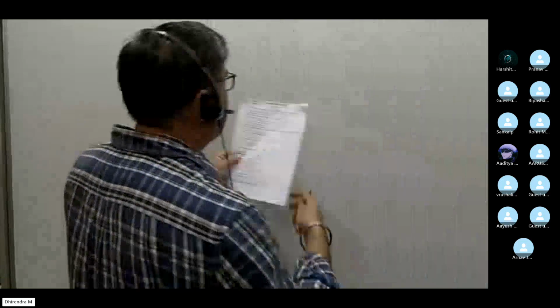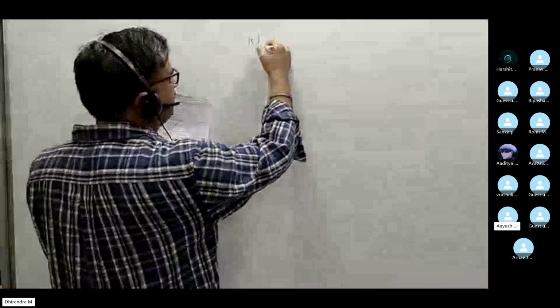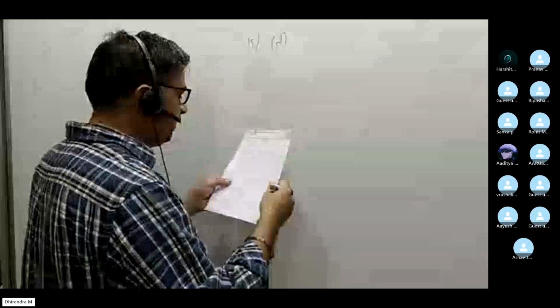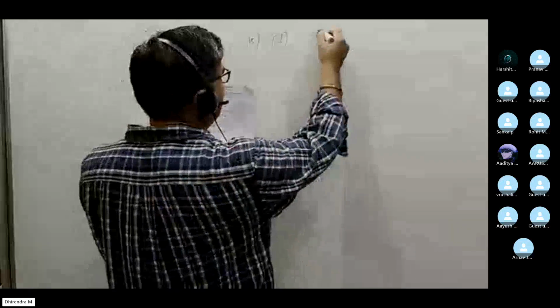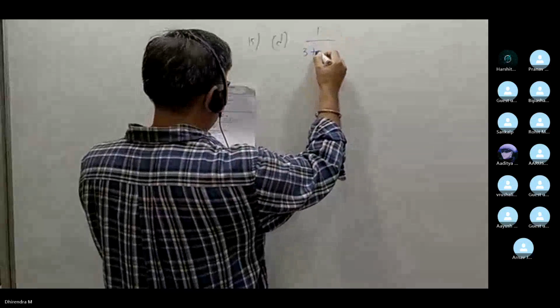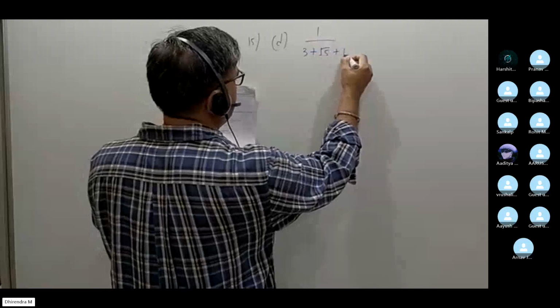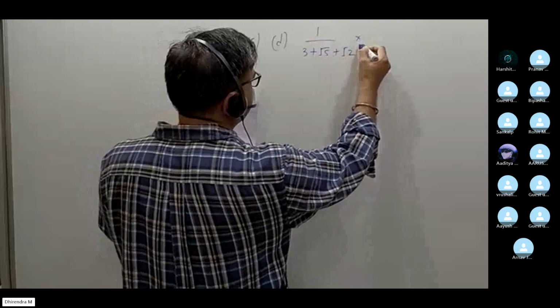15D, very quickly, okay? Very quickly, folks. We're telling this is a little time taking. We'll very quickly solve it. 15, what is the overall idea? 15D mein, what do we have to do? We have to rationalize the denominator. So it's something like this, 1 by 3 plus root 5 plus root 2, right? So what should we do?